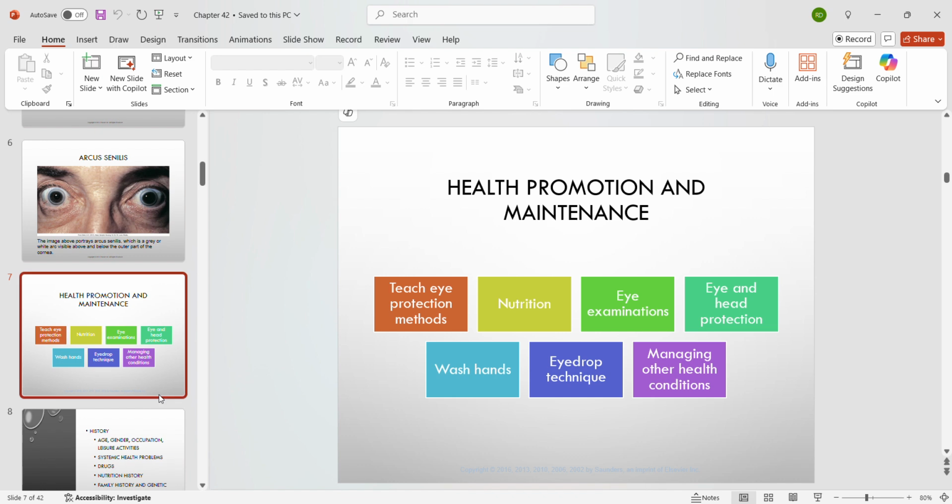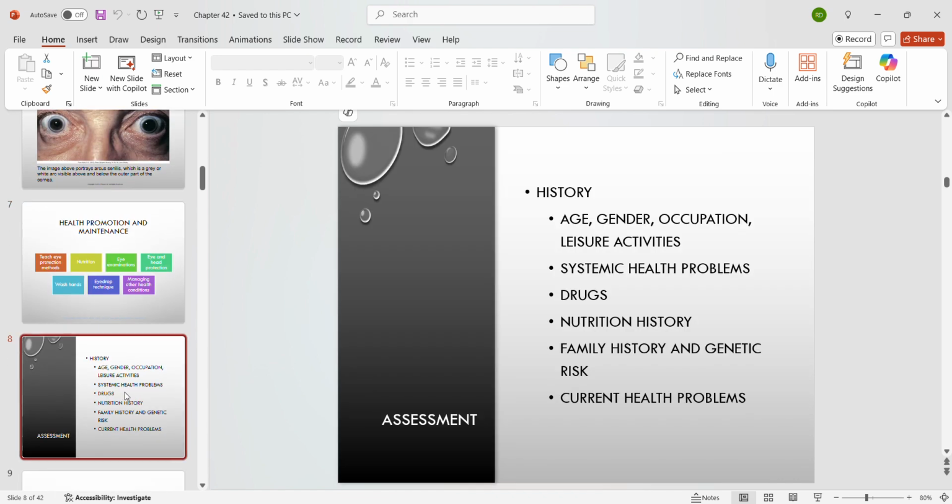Make sure they don't blink, because they could push the eye drop out, and then either you or they are going to hold pressure to the inner canthus for 1 to 2 minutes to prevent systemic absorption. And if you have more than one type of eye drop to give, you're going to wait 5 minutes in between. And if you have an ointment and drops to give, you're going to give the drops first.